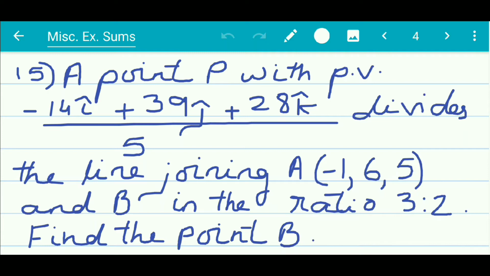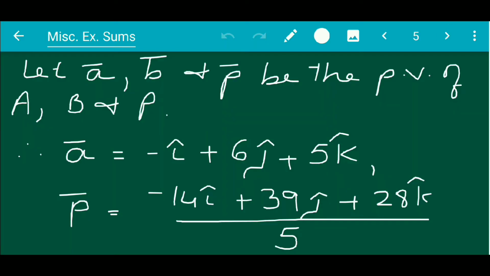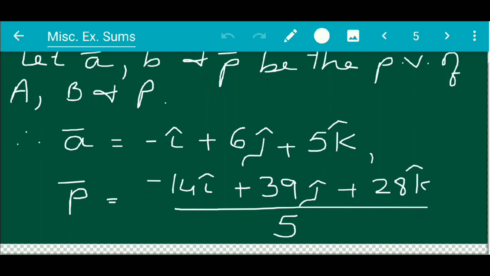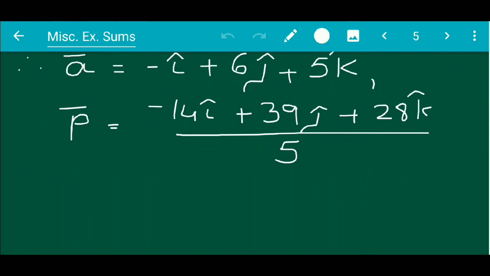Okay, so the question is P divides AB in the ratio 3:2. We have to find the coordinates of point B. Obviously by using section formula. So let A bar, B bar and P bar be the position vectors of A, B and P. So A bar becomes the given vector, that is minus i plus 6j plus 5k, and P bar becomes the given vector, that is minus 14i plus 39j plus 28k upon 5.